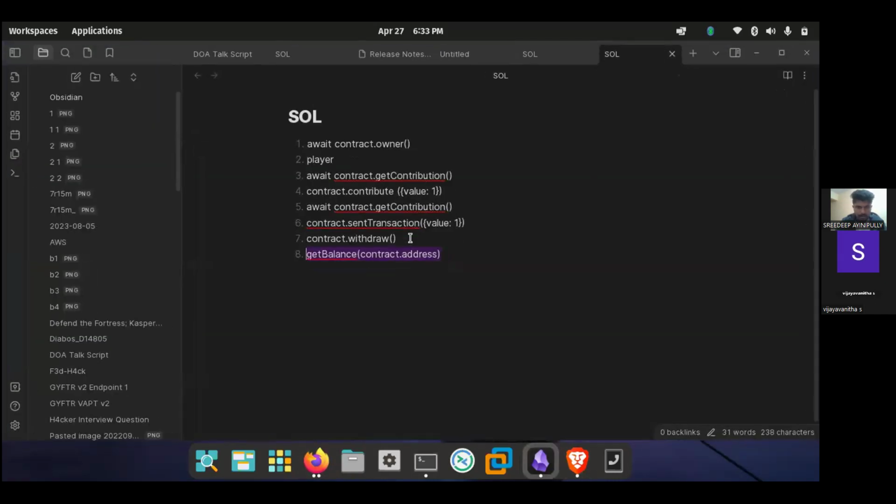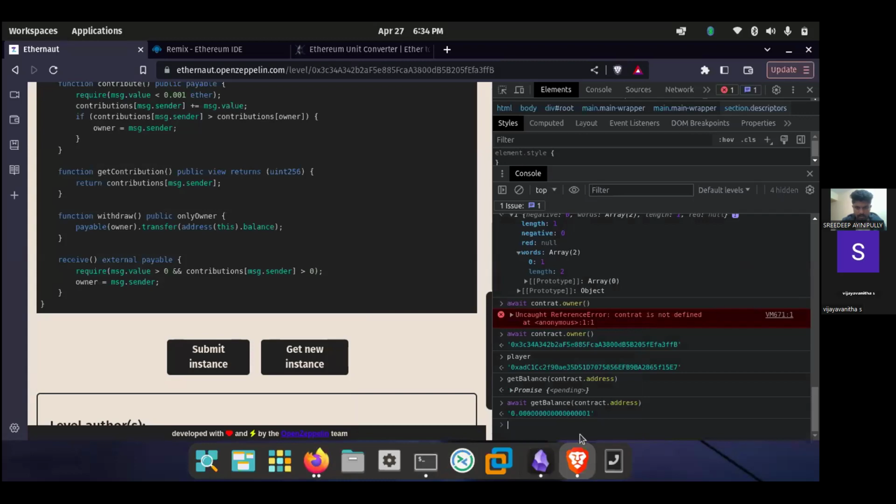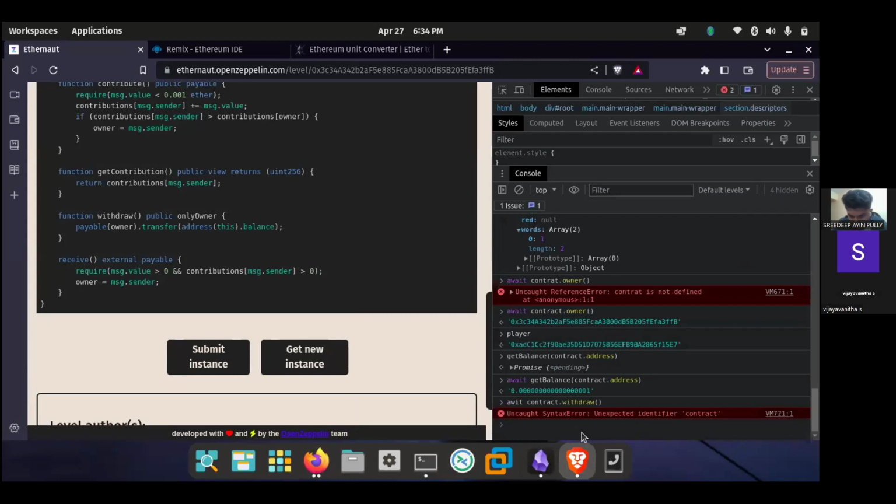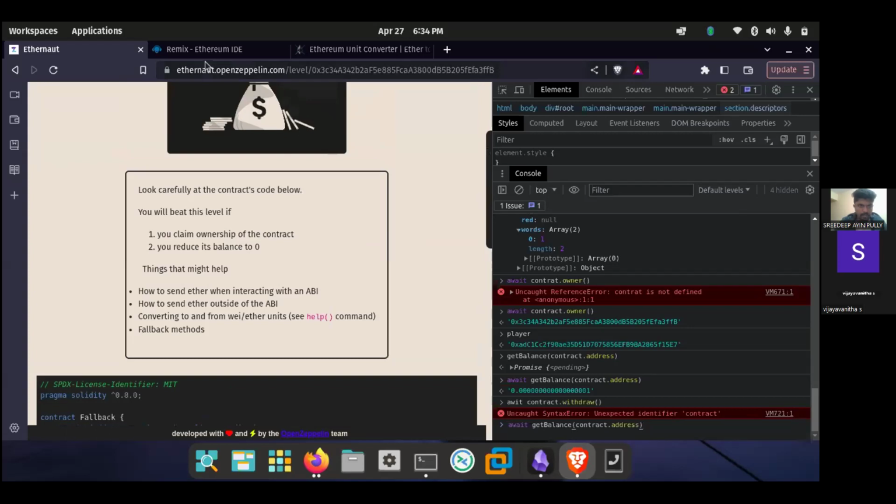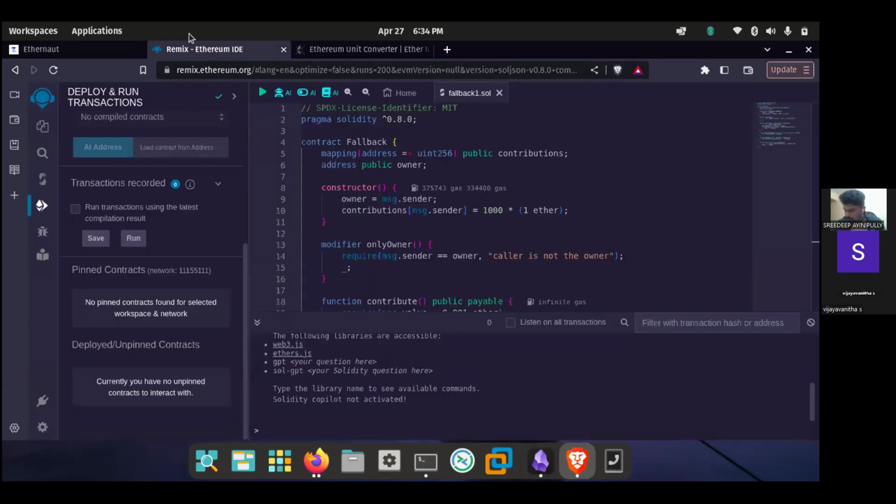When we do contract dot, there is an error. Somewhere it is not good. Let's see why it is happening. Let's see it on Remix.